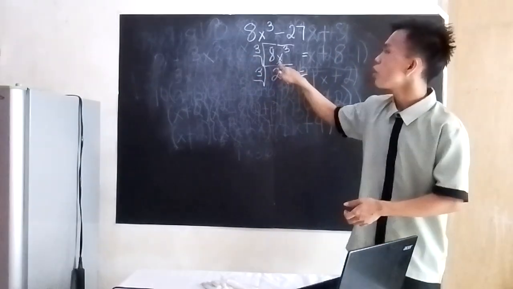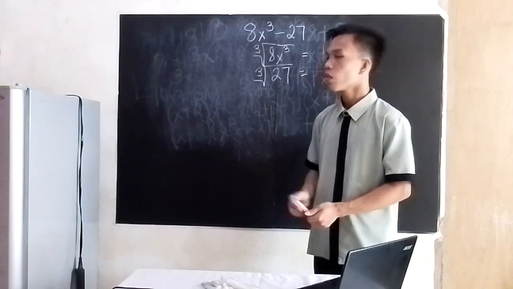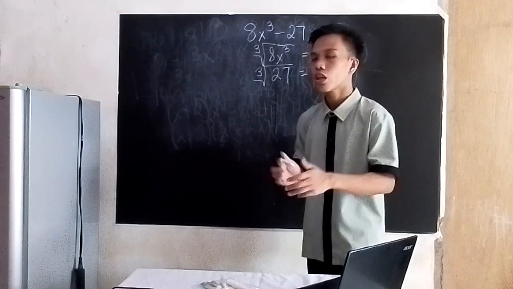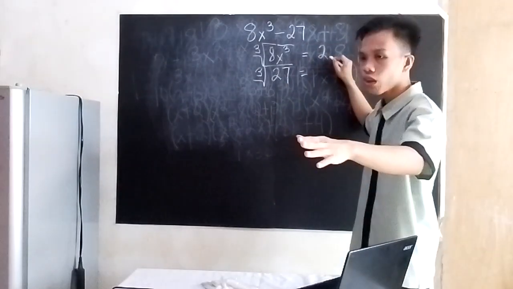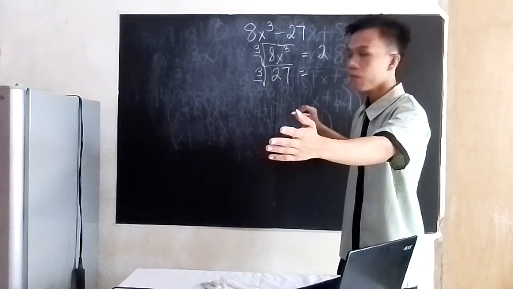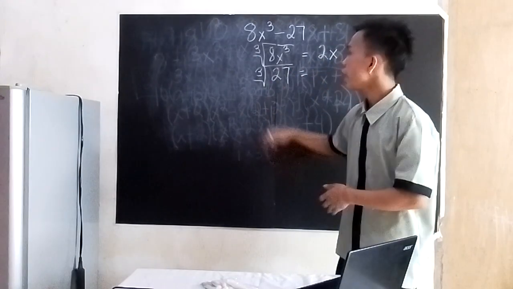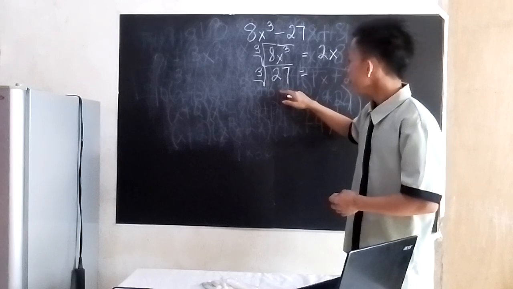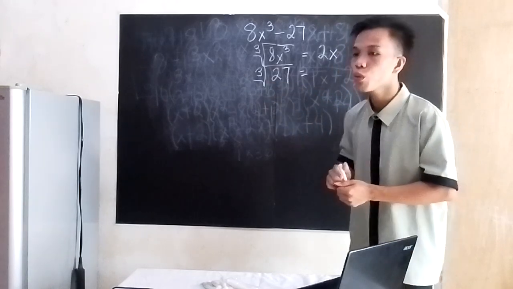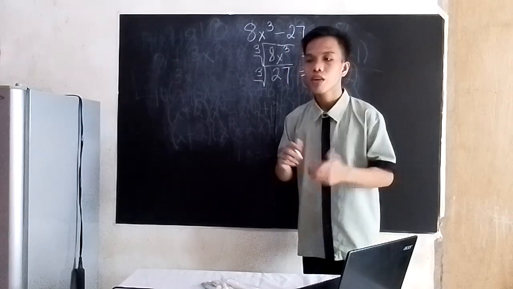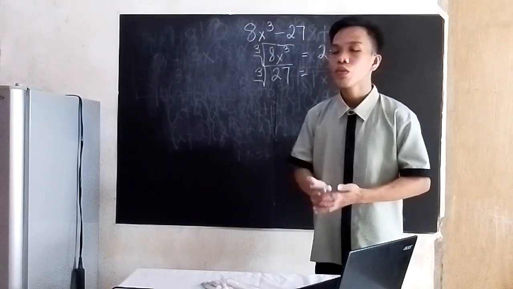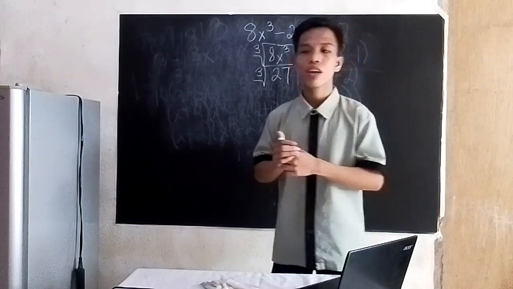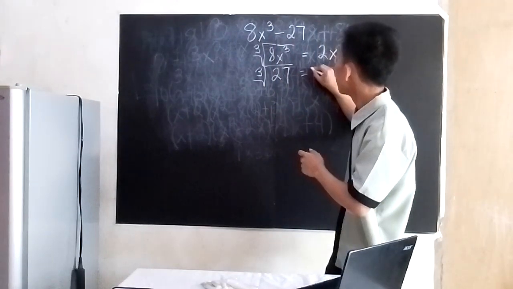So what is the cube root of 8x cubed? Focus first on the coefficient. What is the cube root of 8? That's right, so that will be 2. What is the cube root of x cubed? That's right, so x. So the cube root of 8x cubed is 2x. Thank you. So next is 27. What is the cube root of 27? What is the number that when you multiply 3 times to itself, the result is 27? Yes, James. That's right, so that will be 3.